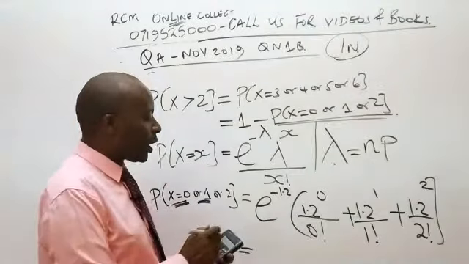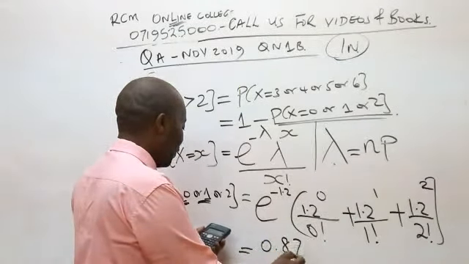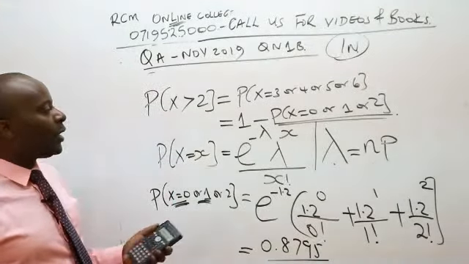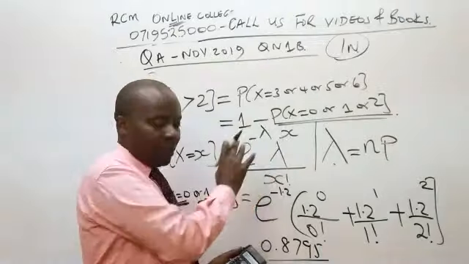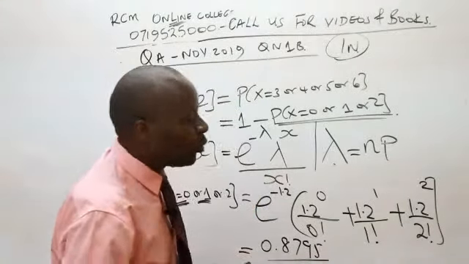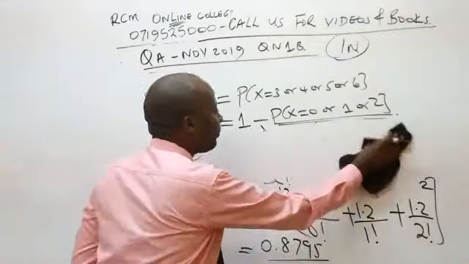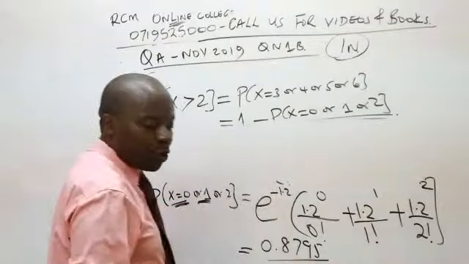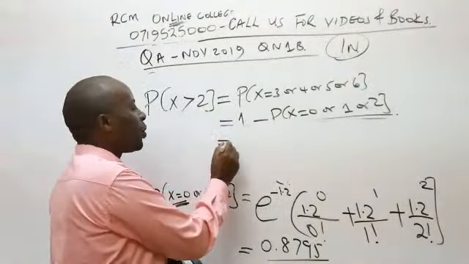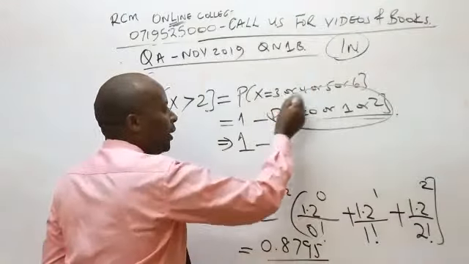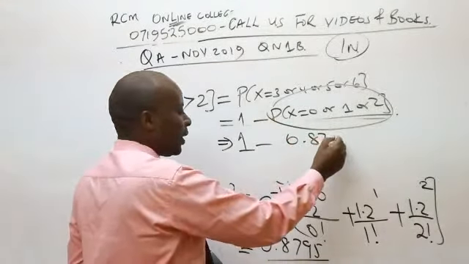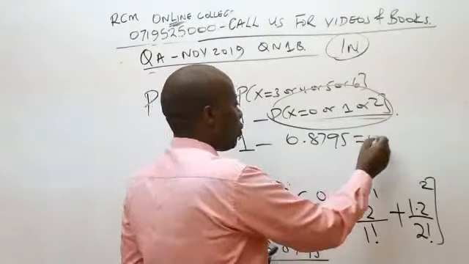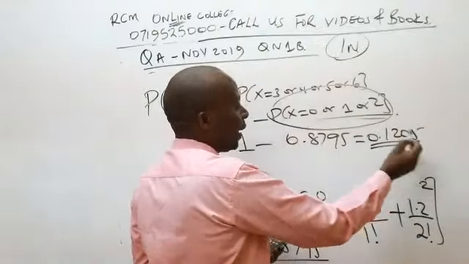So when you say equals, what are you able to get here? I'm getting 0.8795, like that. But please, once you get this figure, remember what these people want us to get. They want us to give them the probability of more than 2. Probability of more than 2, then this one here will be 1 minus this consolidated figure, which is 0.8795. So 1 minus answer, which will be 0.1205, like that. That is the answer.